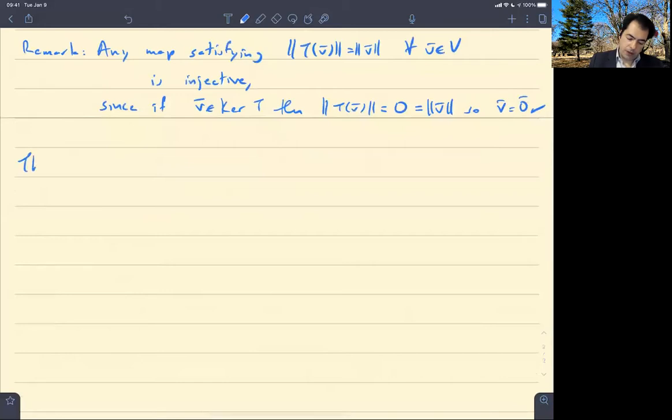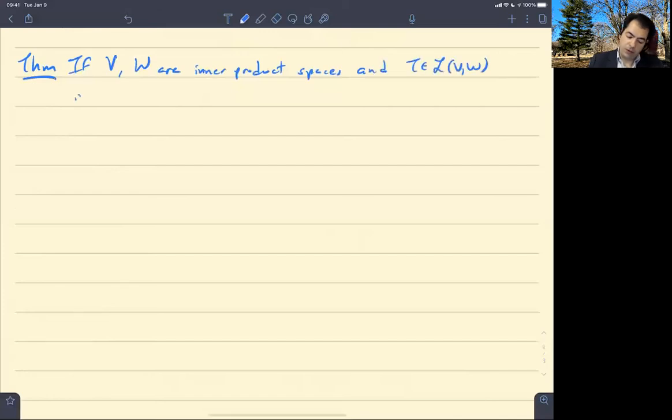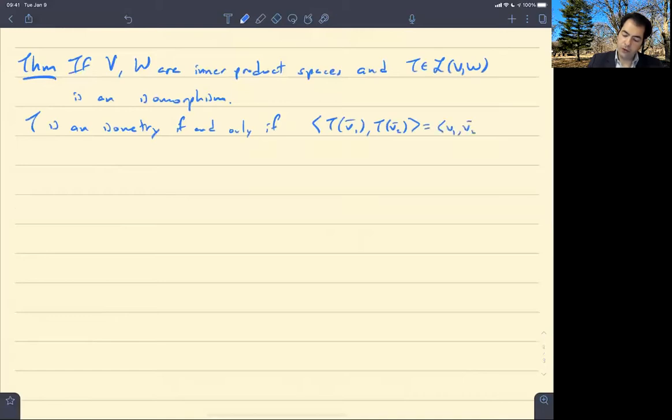Okay, so here is a simple theorem. If V and W are inner product spaces, and T, a map between them, is an isomorphism, then T is an isometry if and only if the inner product of T of v1 with T of v2 is equal to the inner product of v1 with v2 for all v1, v2 in V.